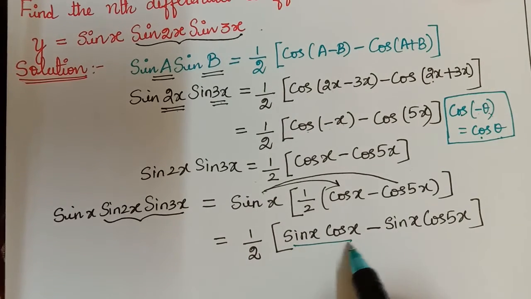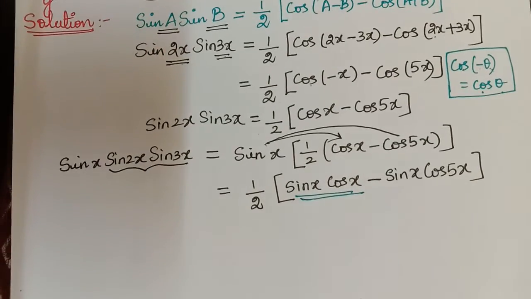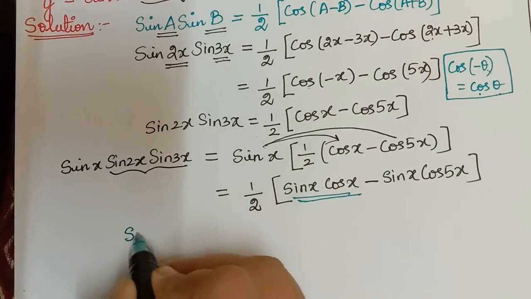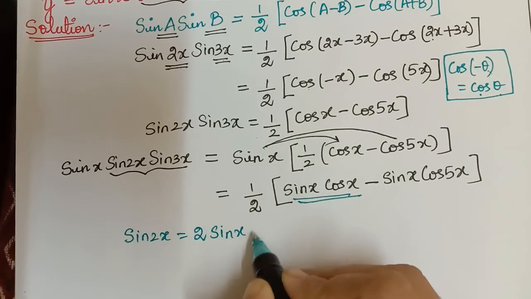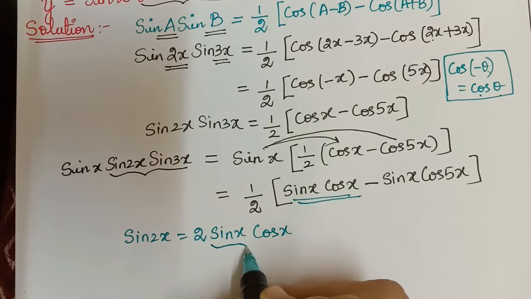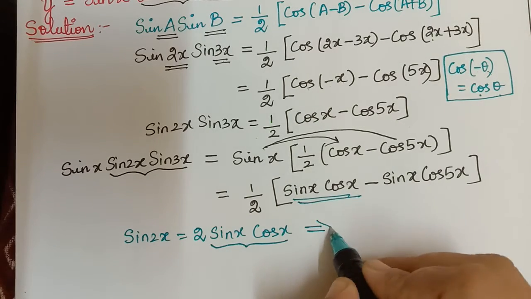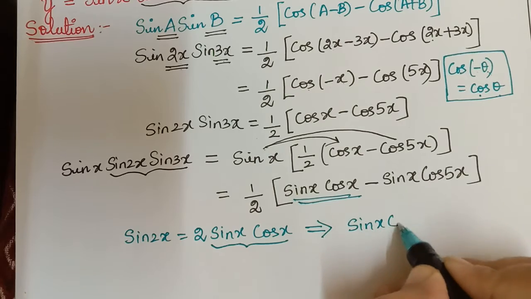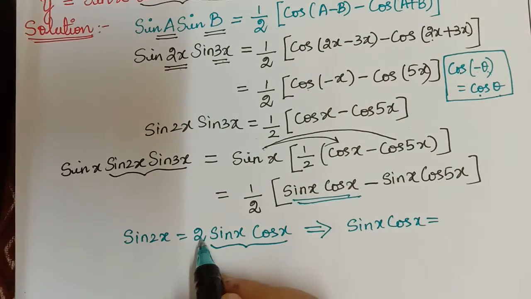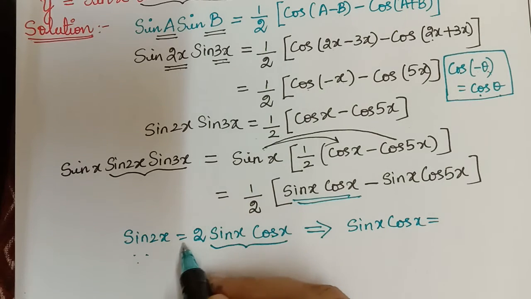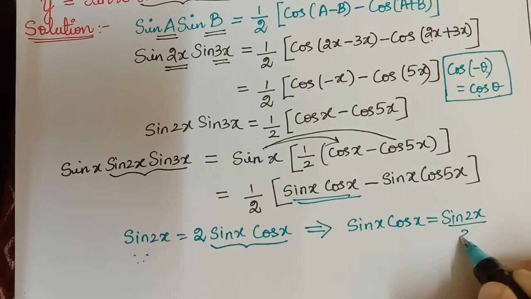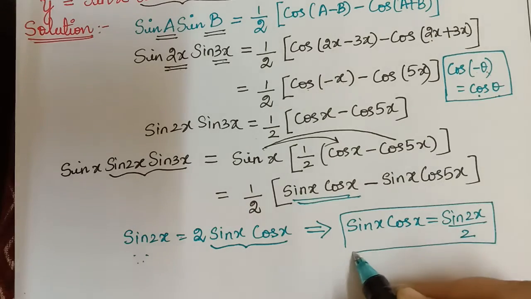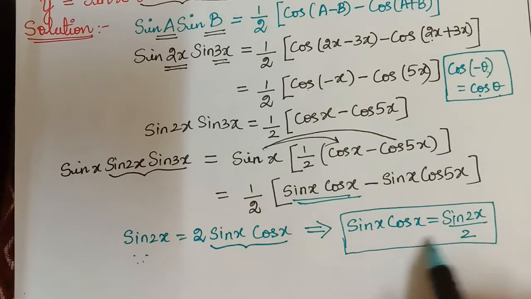Now again, this can be rewritten by using a trigonometric formula. We know that sin 2x is equal to 2 sin x cos x. Now we want sin x cos x, so from this we obtain sin x cos x to be equal to sin 2x divided by 2, as the 2 goes to the denominator. So this can be replaced with this formula.